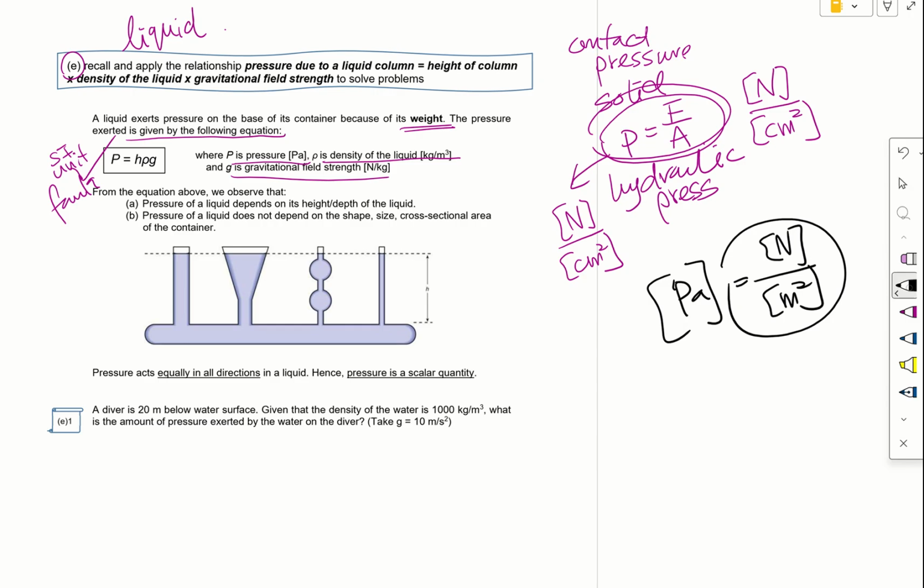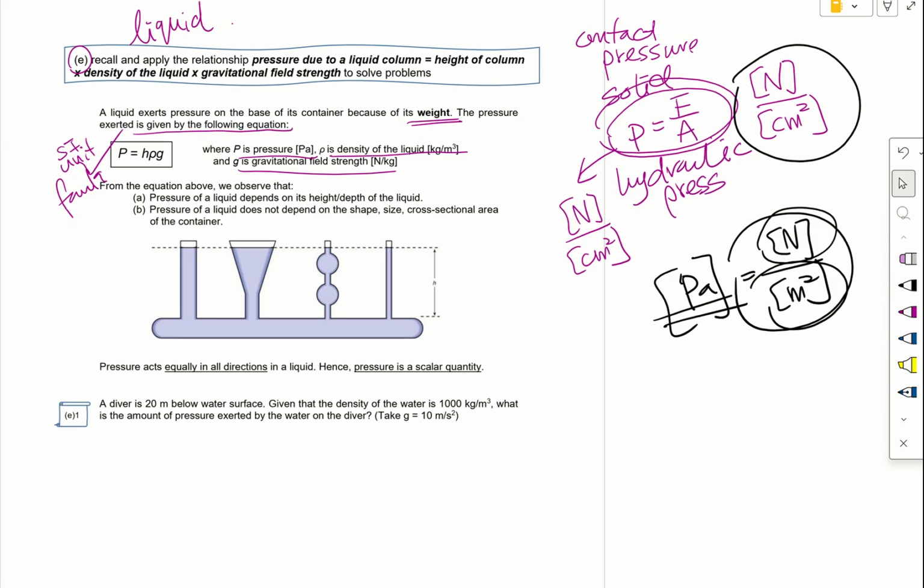If the question wants you to find the contact pressure in SI unit, then you absolutely need to express it in Pascal, which means the force must be in Newton and the area must be in meter square. But if they don't need you to find the contact pressure in SI unit, then you can leave it in Newton per cm square.